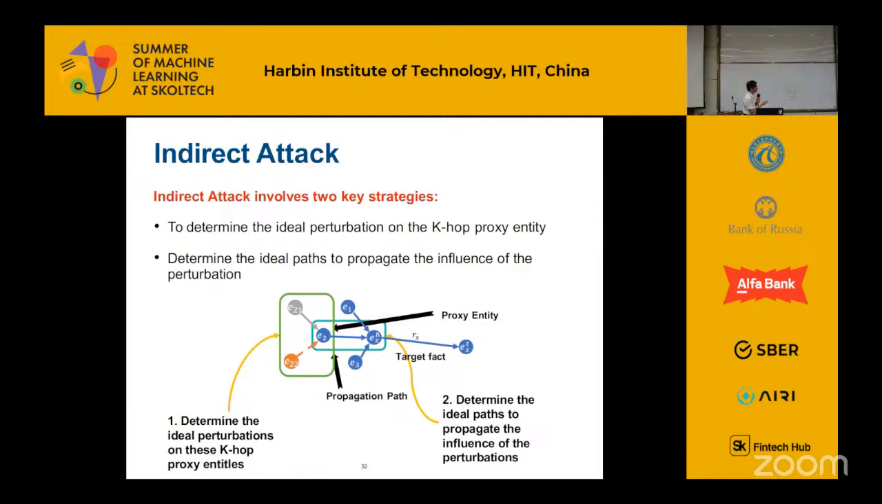And after we have a solid idea of how the representation of the entities on this path should be changed, we can use the exact same strategy as in the direct attack in order to determine which fact should be deleted and which fact should be added. And also we have to choose a path in order to propagate such influence into the target fact. Because if the path is not chosen properly, the propagation influence will be very weak, and the attack will not be carried out efficiently.